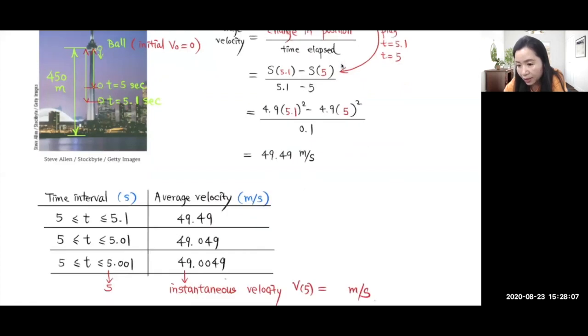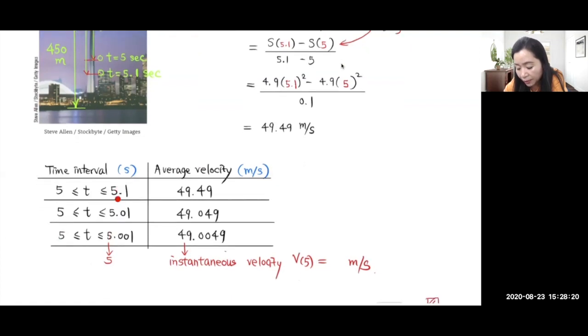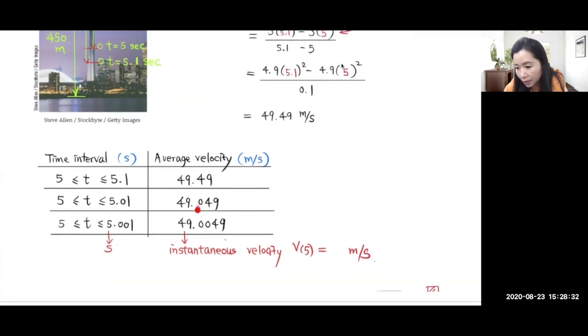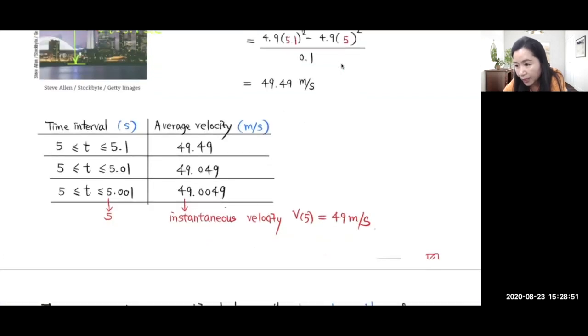Similarly, we can calculate the average velocity from 5 seconds to 5.01 seconds, and also from 5 seconds to 5.001 seconds. As you can see, as this ending time gets closer and closer to 5, when you shorten the time interval, that's the pattern for the average velocity. It looks like it's approaching 49. And then we say that the instantaneous velocity right at 5 seconds is going to be 49 meters per second. So that's the end of this problem.